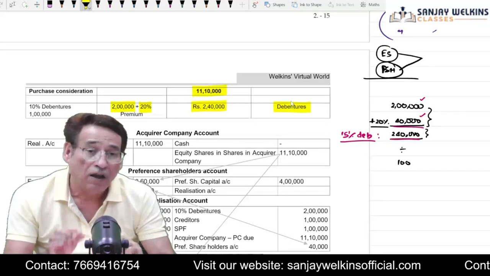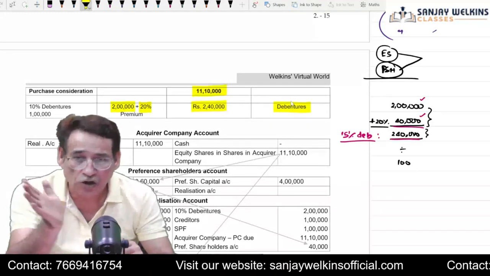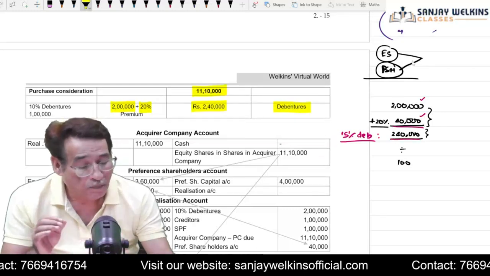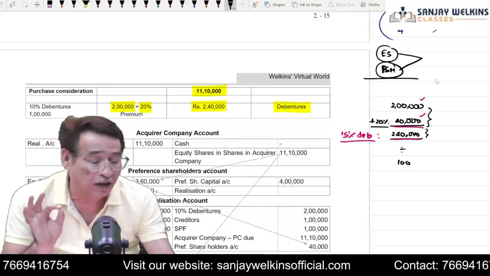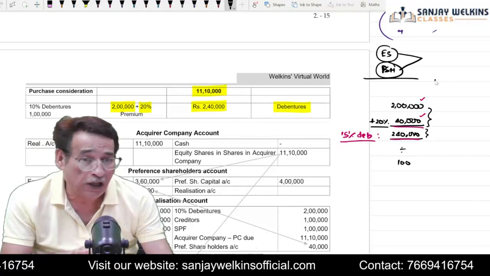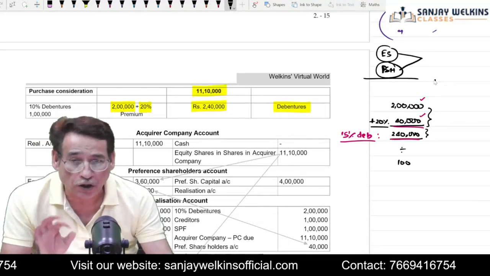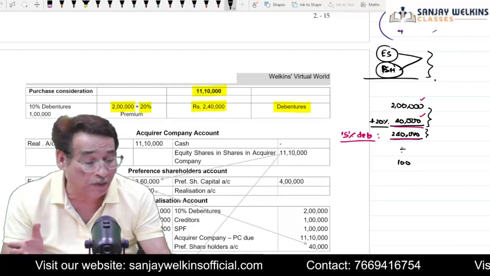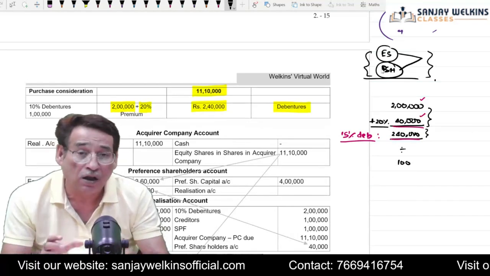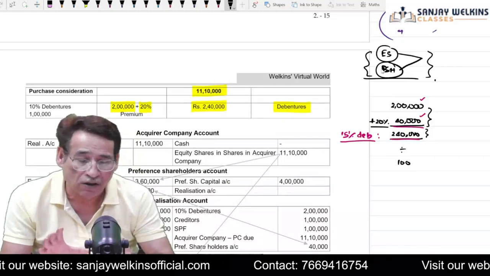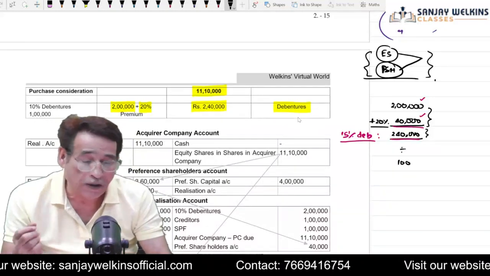But if a party other than the shareholder, besides the shareholder, if any other party of the acquiree company receives the payment, that payment will not be included in the computation of purchase consideration. Under the net payment method, only payment received by the shareholder will be considered for the computation of purchase consideration. Then what will be the treatment of debentures now?